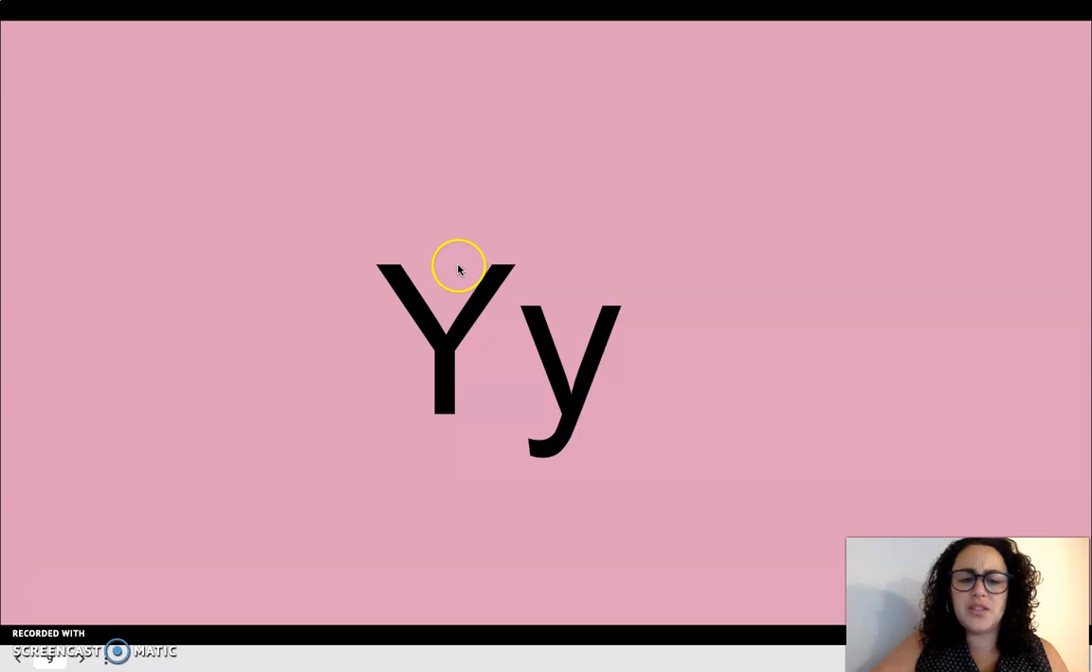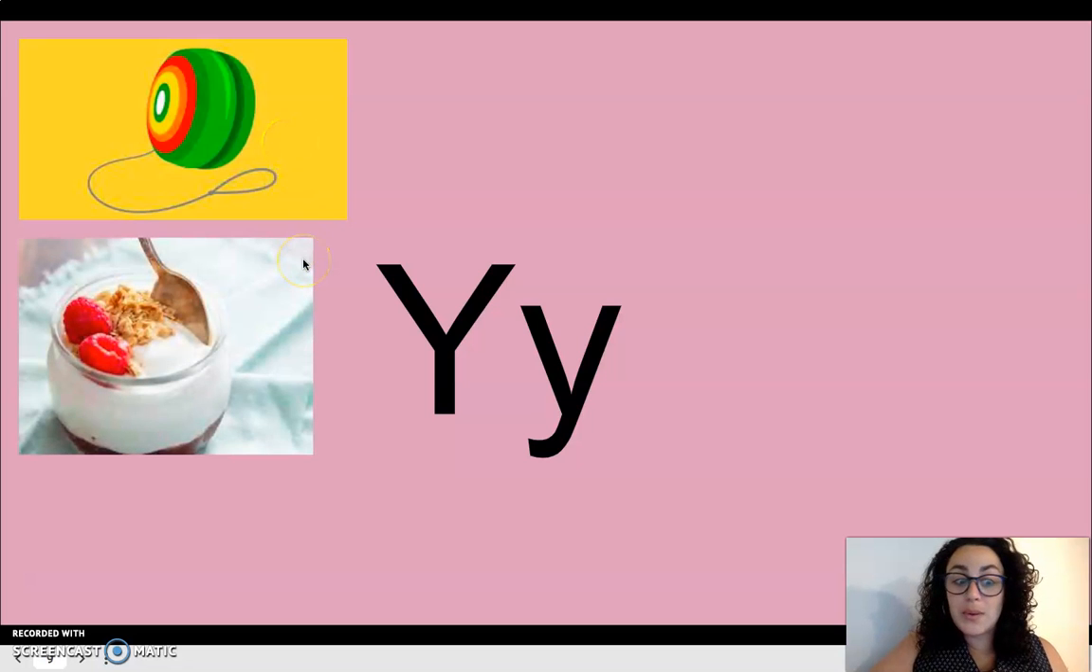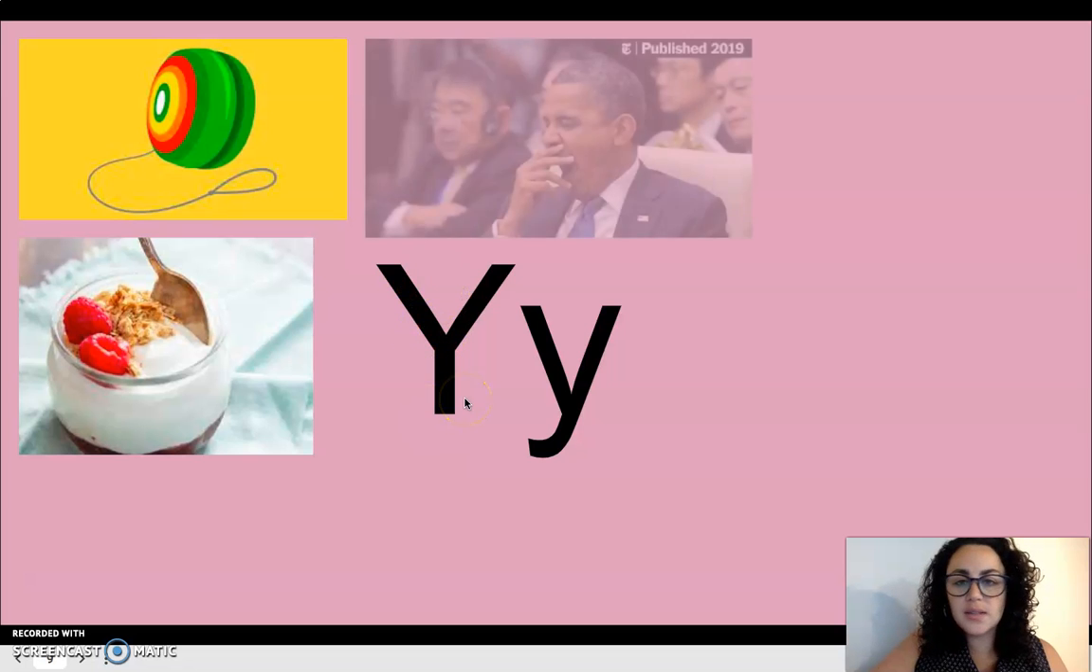So let's see what we have that starts with y. Do you know what this is? This is a yo-yo. That starts with y. It has a lot of y sounds in it. Yo-yo starts with the letter Y. Ooh, this is one of my favorite foods. Do you ever eat this? This is yogurt. That starts with the letter Y and makes the y sound in this word. That's the sound that this letter represents.